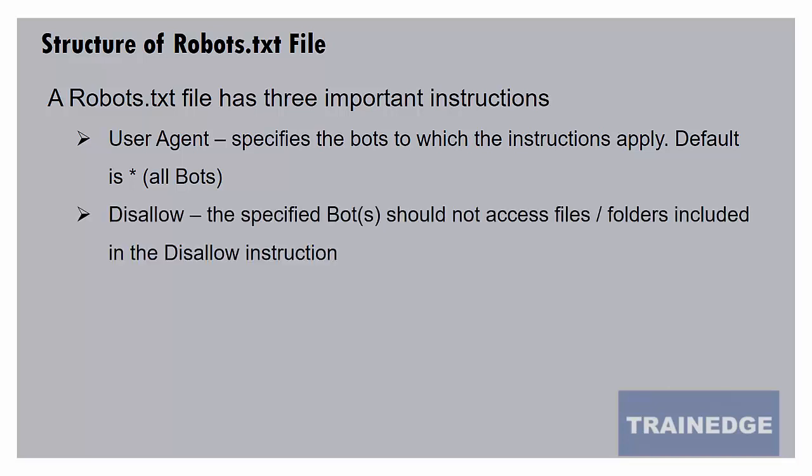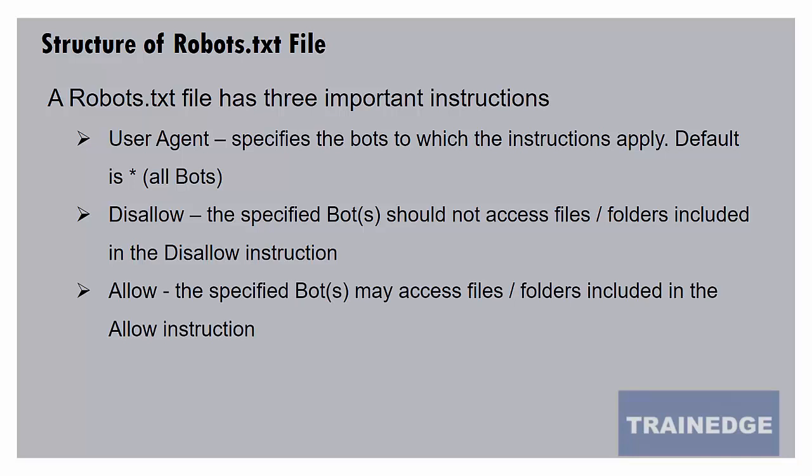The disallow instruction tells bots which files or folders on the websites should not be indexed by the bot or should not be accessed by the bot. The allow instruction tells bots which files or folders they may access.